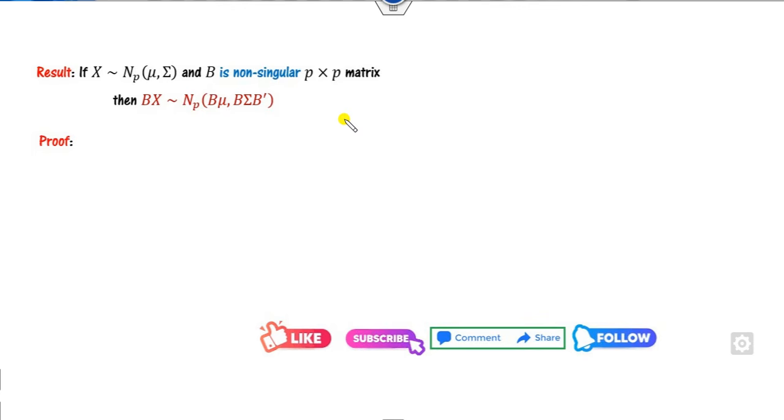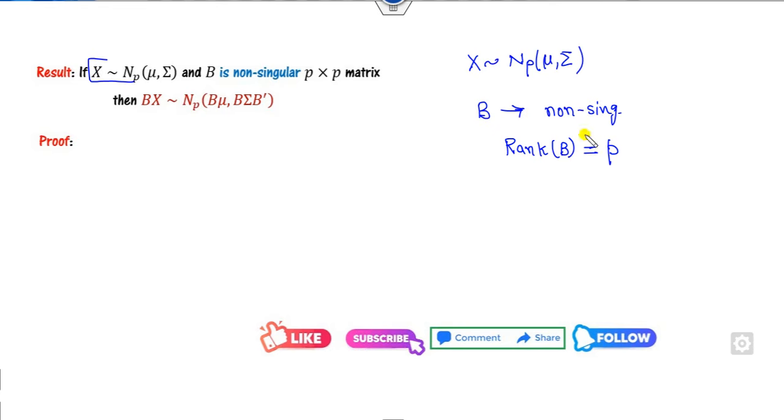Next result. It is given that if x follows the normal distribution, called the multivariate normal distribution, and you consider another matrix B which is non-singular. What is the meaning of non-singular? The rank of this matrix B is the same as that of the multivariate normal distribution. Then you can find the PDF of Bx, which follows again a multivariate normal distribution, with the mean is this and the variance is here, B sigma B transpose.